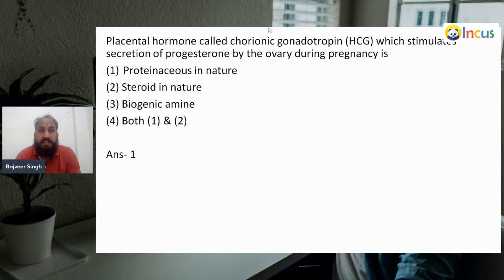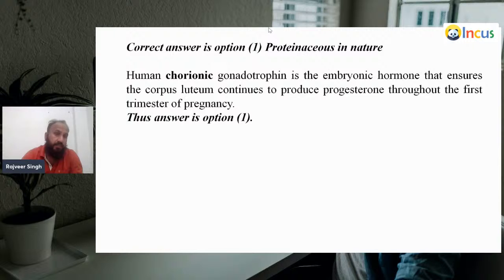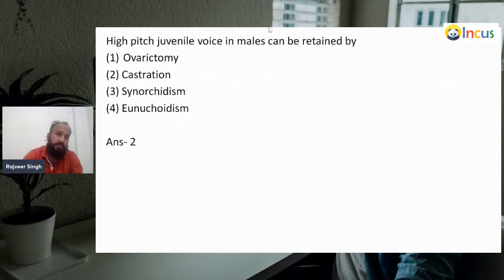Next one, the placental hormone called human chorionic gonadotropin (HCG), which stimulates secretion of progesterone by the ovary during pregnancy, is: proteinaceous in nature, steroid in nature, biogenic amine, or both first and second? Among them, our answer will be proteinaceous in nature. Why do we choose the first? Because human chorionic gonadotropin is the embryonic hormone that ensures the corpus luteum continues to produce progesterone throughout the first trimester of a pregnancy. That is why our answer will be the first.